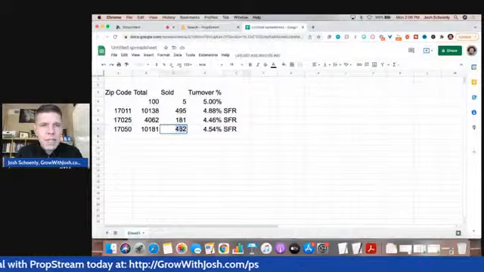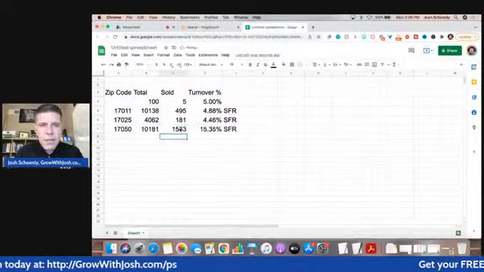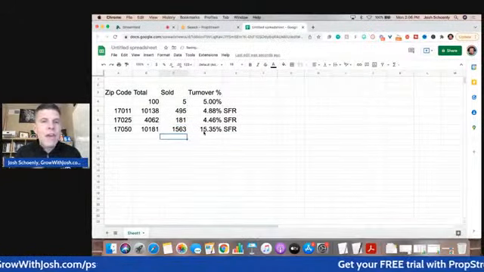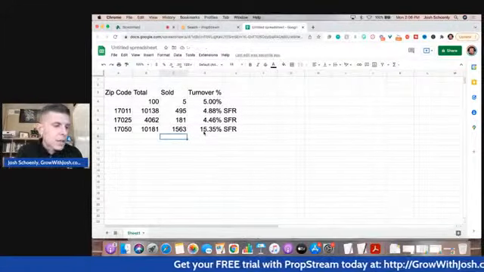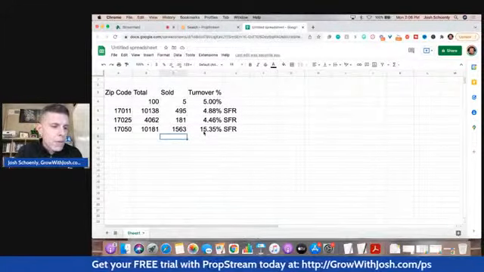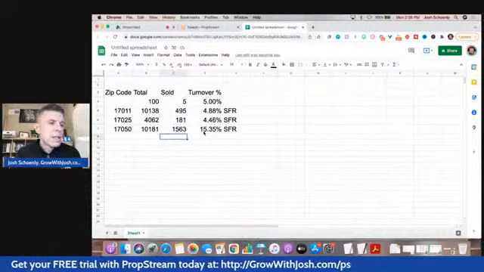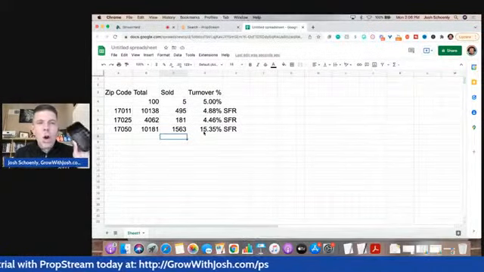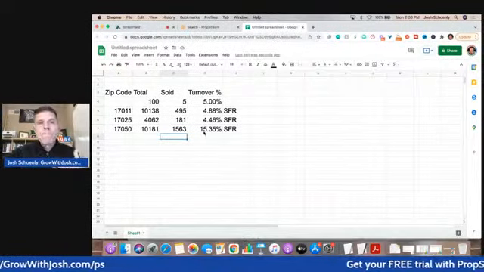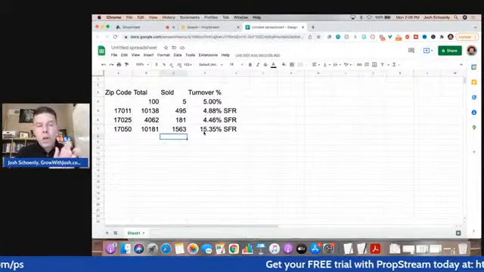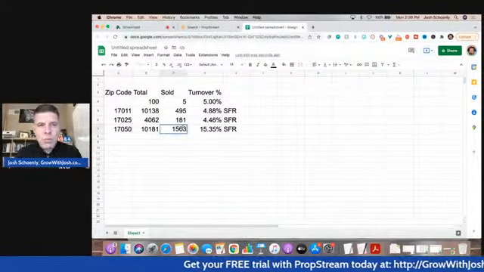1,563. So that's 15.35%. But to get the annual rate we have to divide it by 3 because we did 3 years. 15.35 divided by 3 is a little over 5%. So similar, but slightly higher even over a 3-year window versus a 1-year window.